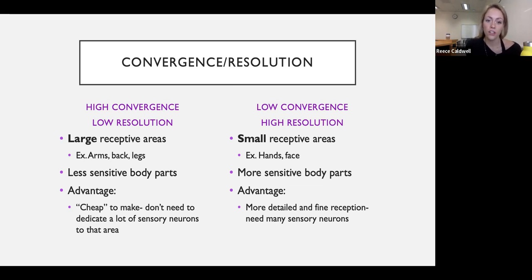The advantages of our large receptive areas is that they're cheap to make. We don't have to dedicate a lot of those primary sensory neurons to that area. We can dedicate just a few. We also don't have to dedicate a lot of the secondary sensory neurons to that area, because those primary ones will pick up on that stimuli and all converge together into that secondary neuron. So we can not dedicate that many secondary neurons. However, in our small receptive areas, we have to have a lot of secondary neurons to meet those primary sensory neurons.